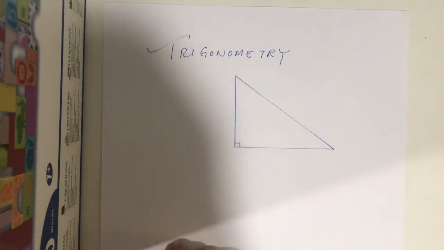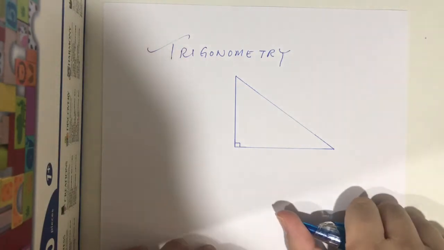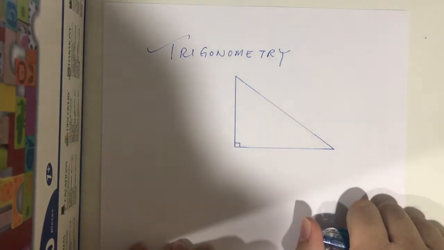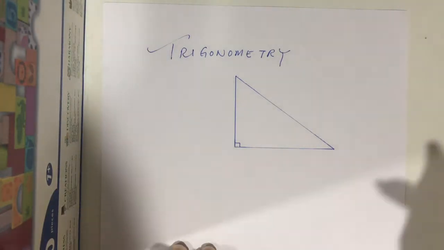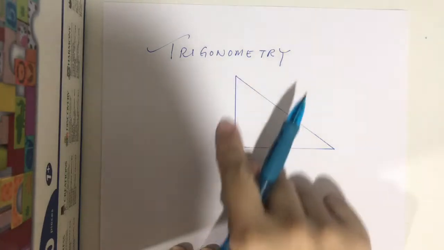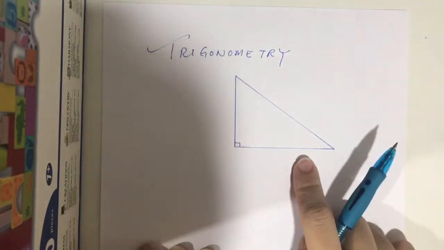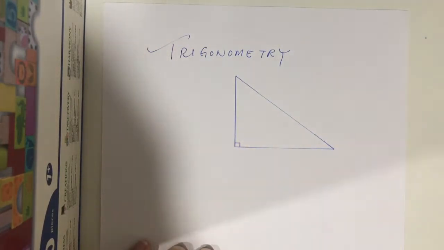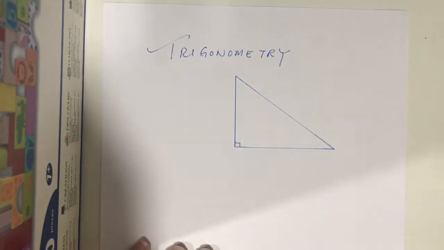Hello guys, today we are going to talk about trigonometry. So I'll introduce to you some basic formulas in trigonometry. Okay, so first of all, we need to have a right angle triangle. Then we'll look into where is the angle that we are looking for.